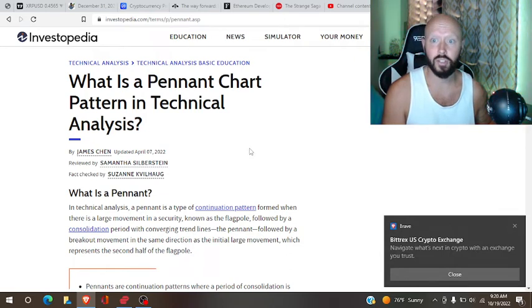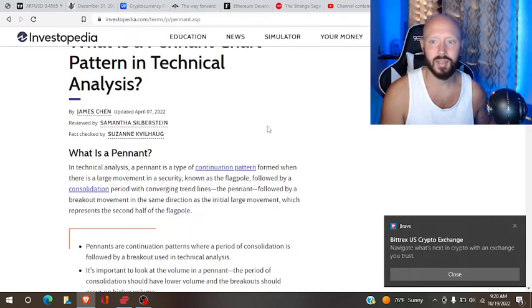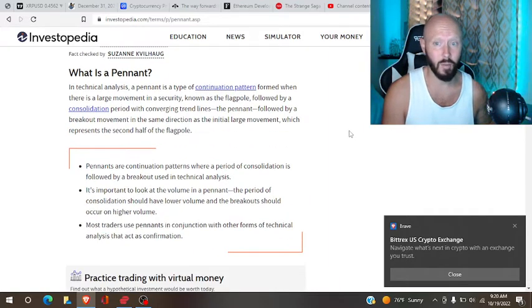What is a pennant chart pattern in technical analysis? In technical analysis, a pennant is a type of continuation pattern formed when there is a large movement in a security, known as the flagpole, followed by a consolidation period with converging trend lines. The pennant is followed by a breakout movement in the same direction as the initial large movement, which represents the second half of the flagpole.